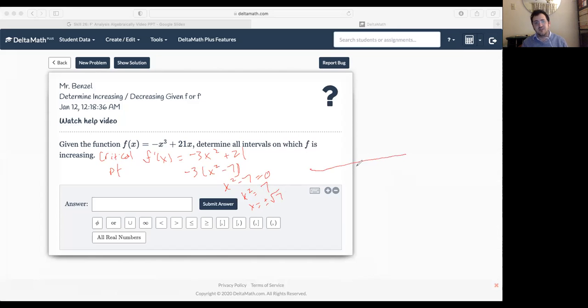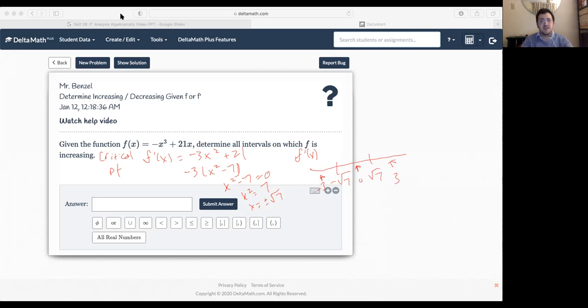So I'm going to do the minus square root of 7 and the square root of 7. Square root of 7 is about a number like 2 point something, close to 3. So maybe I would try -3, 0, and 3. And remember, you always want to make sure that you are plugging it into the derivative.